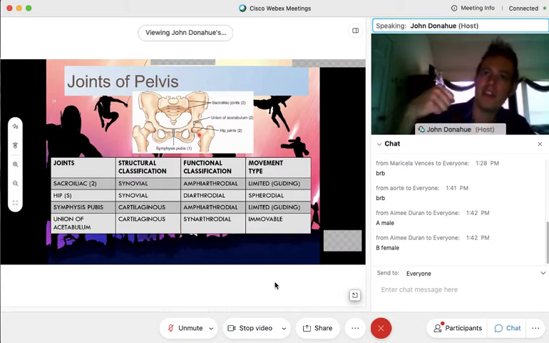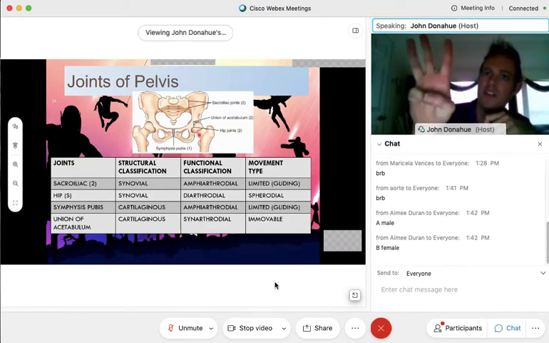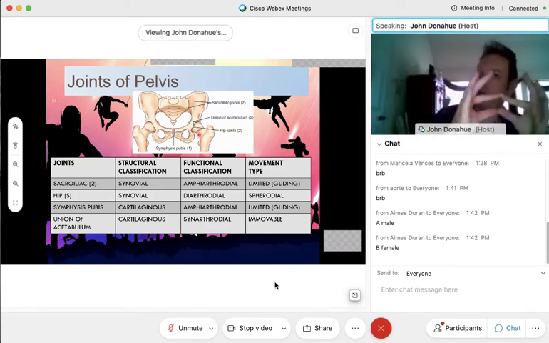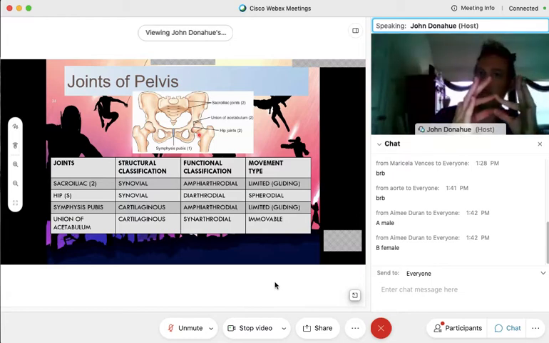Hip joint is the head of the femur linking up with the acetabulum. Union of the acetabulum is the 3 sections of the hip bone fusing together at the acetabular point, bringing those 3 bones together.